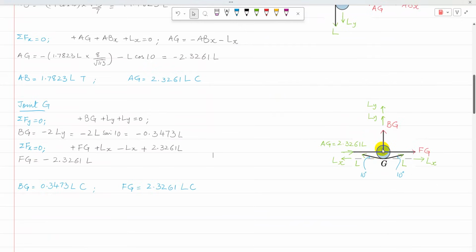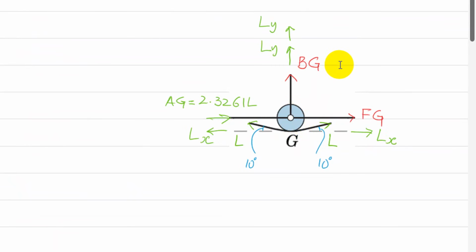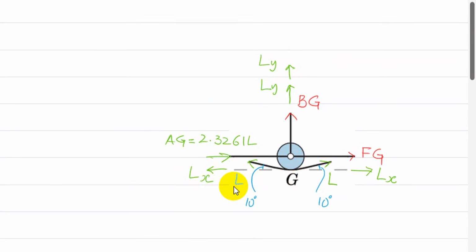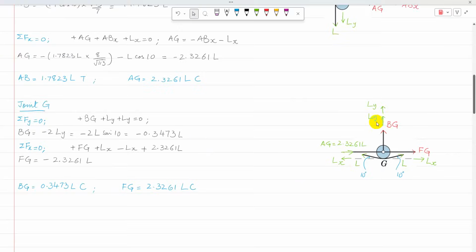For joint G, the inclined members are L, the tension in the cable on both sides. It is resolved into components LX and LY, and for the other side, LX and LY. So LX is equal to L cosine 10 and LY is L sine 10. So here there is one unknown in each x and y direction.